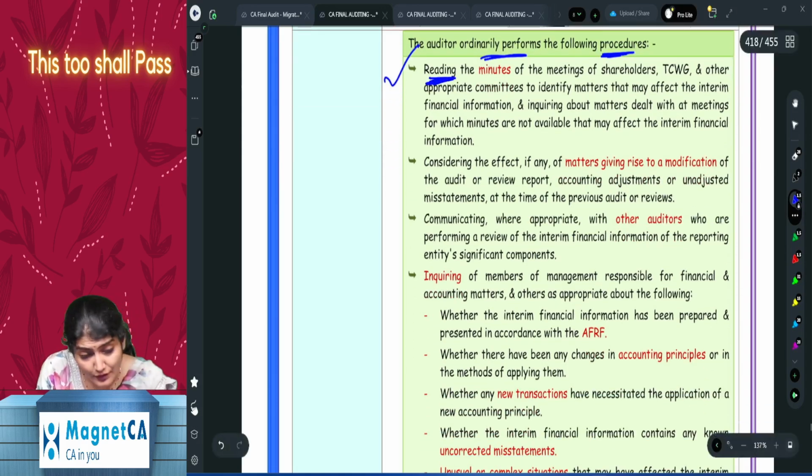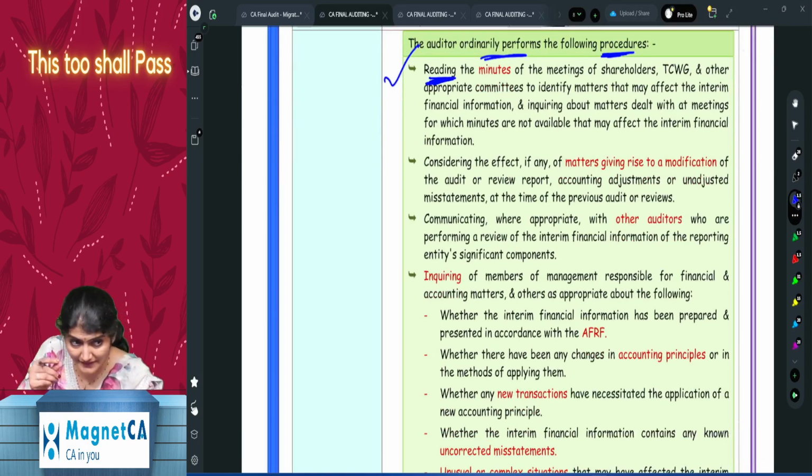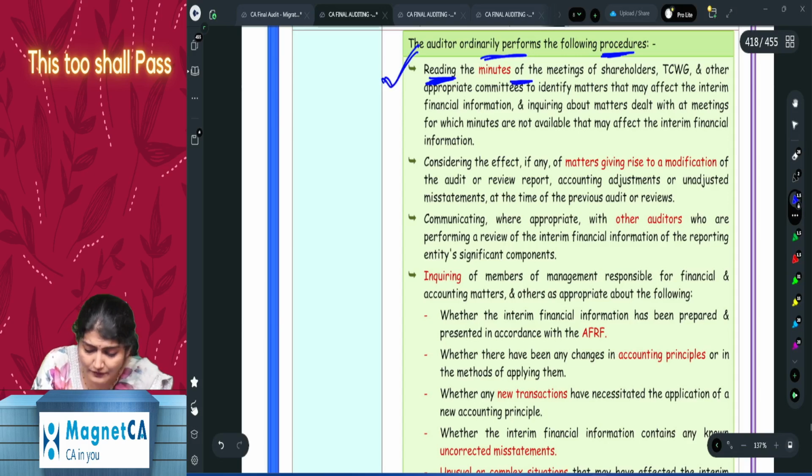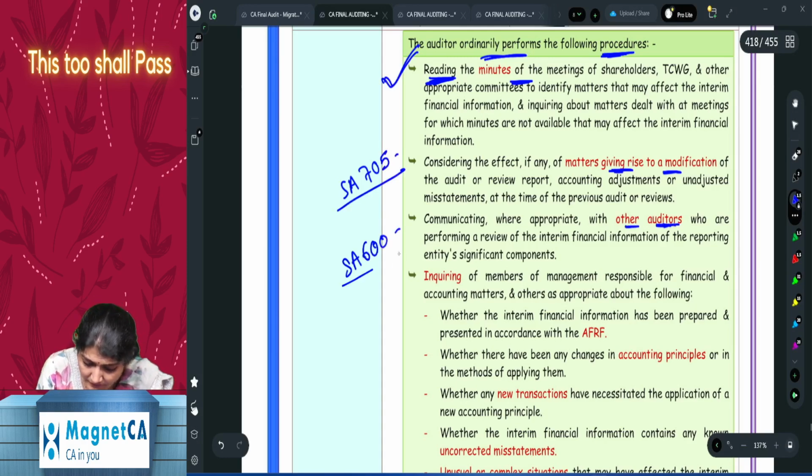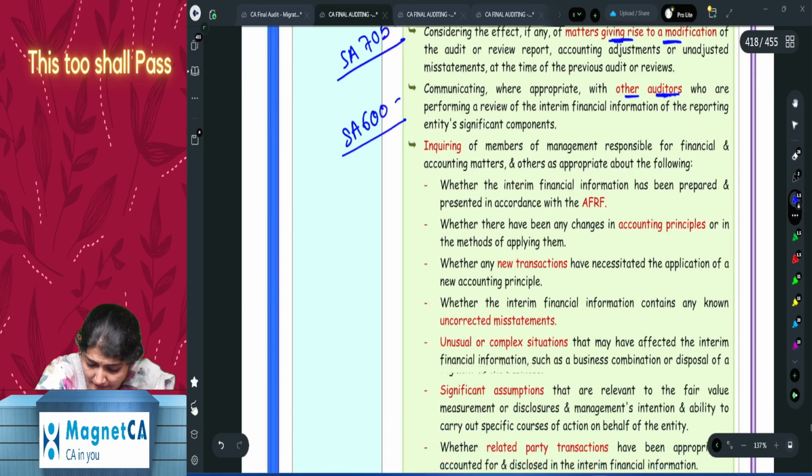Now ideally you're not supposed to read, because mainly it is inquiry and analytical, but what does it say? You may read the minutes of the meeting. Consider the effect of matters that give rise to the modification. So that is your SA 705, right? Read the minutes of the meeting, then communicate where appropriate with the other auditors. So that is your SA 600, using the work of another auditor.